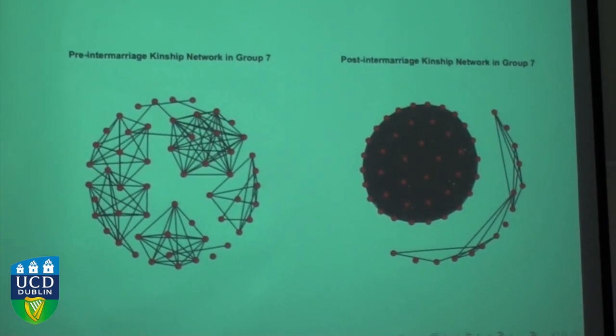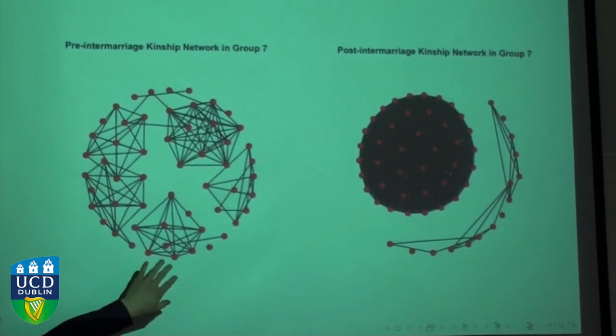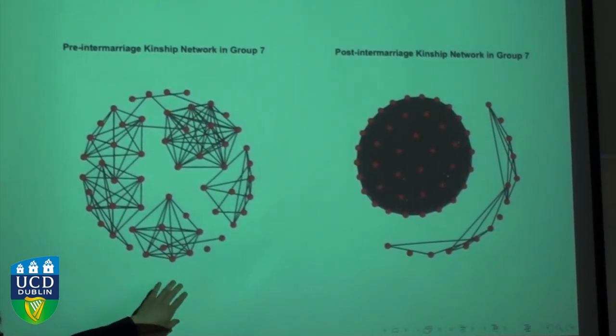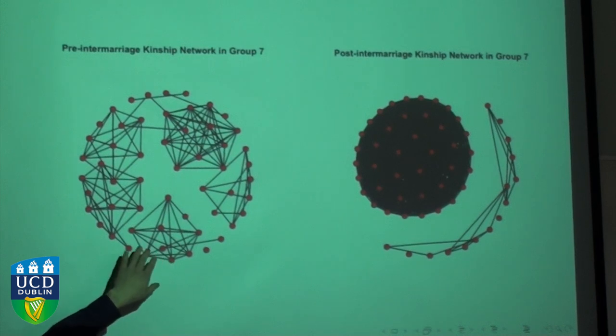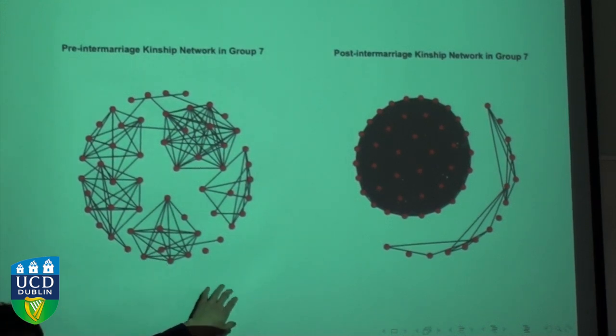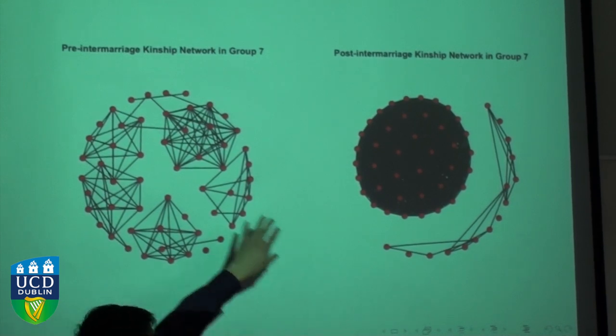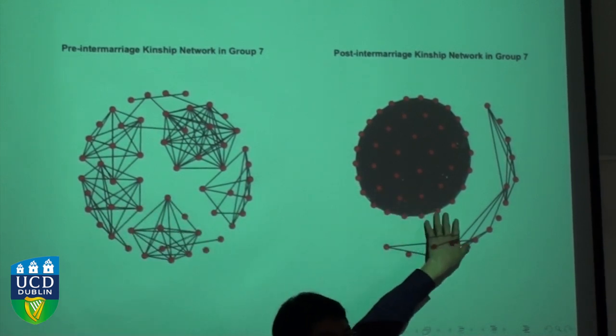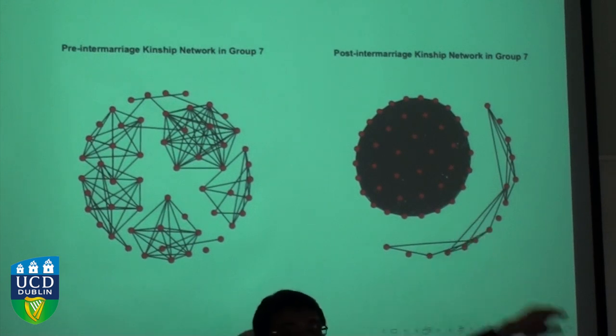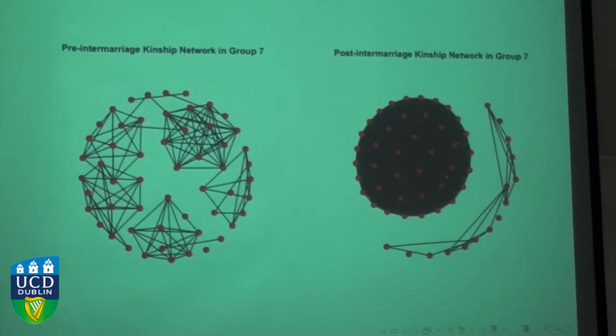Before the intermarriage, we only look at the blood relationship network. It will be like this. Then, if we consider intermarriage, it becomes something like this. Most of the families are connected, and these small families are also connected. So you can find that marriage has a profound influence on the network structure in the groups.